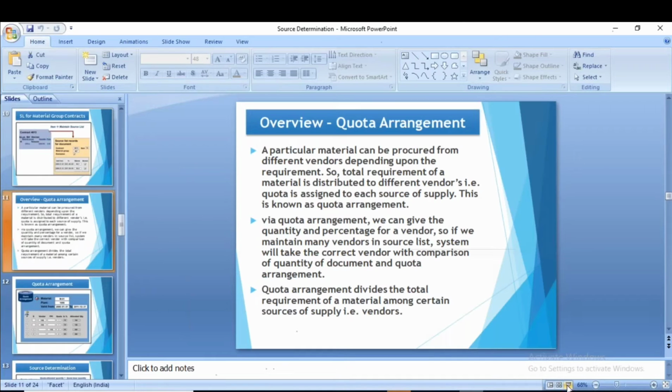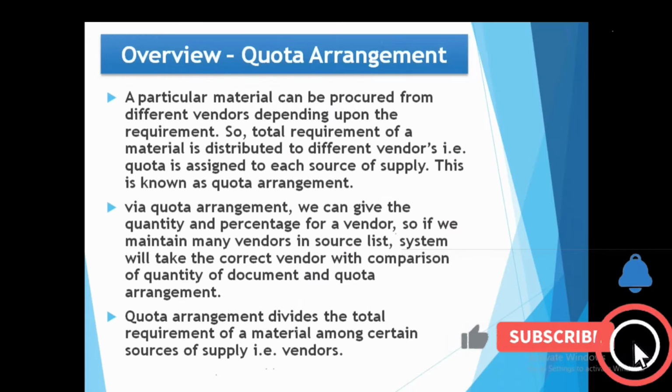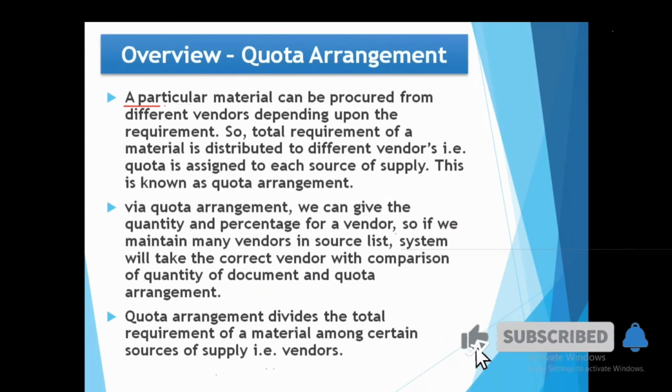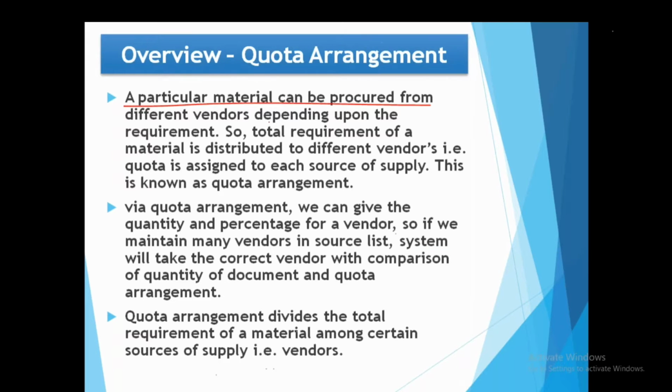So what is quota arrangement? A particular material can be procured from different vendors depending upon the requirement. It is not that you always procure a material from a single vendor. You want to give your requirement to multiple vendors at a time, so that you don't have dependency on a single vendor.